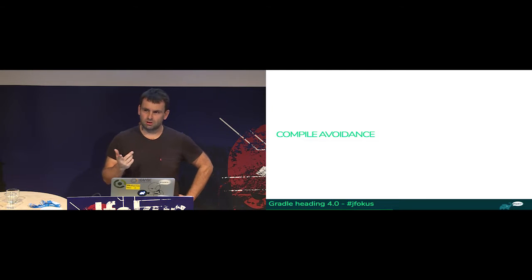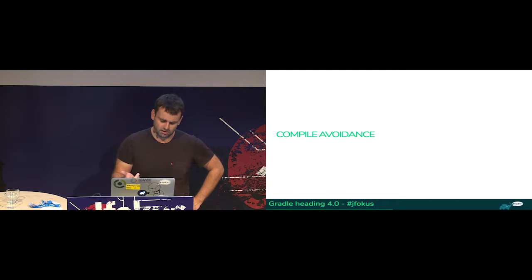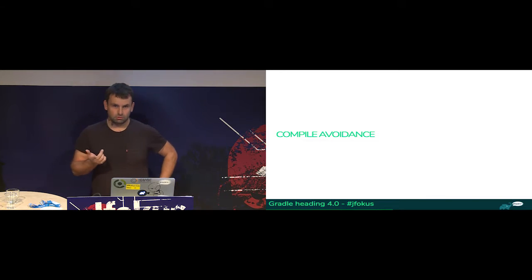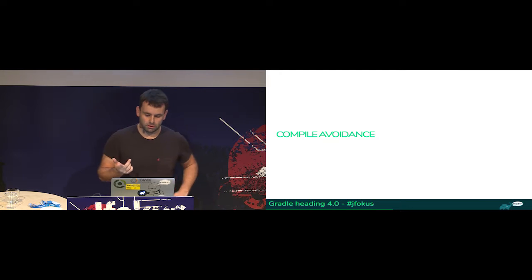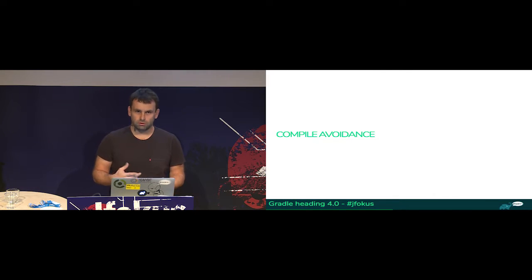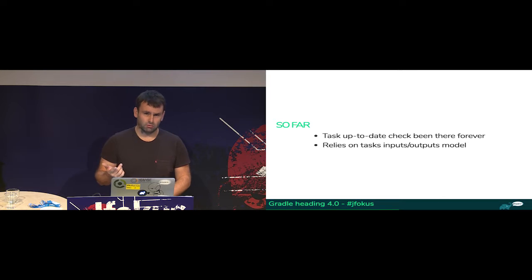I talked about performance, and no build is fast enough. The easiest way to make things faster is to do less, or it's not the easiest way, but the obvious way is the less you do, the faster you can be, also as a build tool. And what we added now in 3.4, which is about to be released hopefully next week, is we improved the compile avoidance.